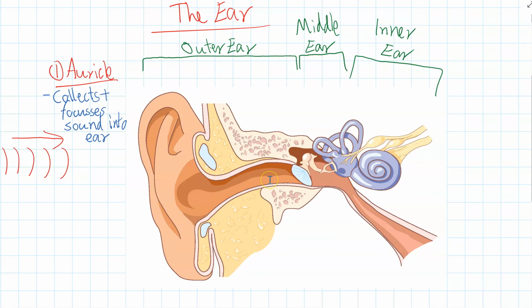this tube, which is called the ear canal. So the auricle's this part. The ear canal is the inner tube there. And the ear canal, well, that just carries the sound wave until it hits the eardrum.